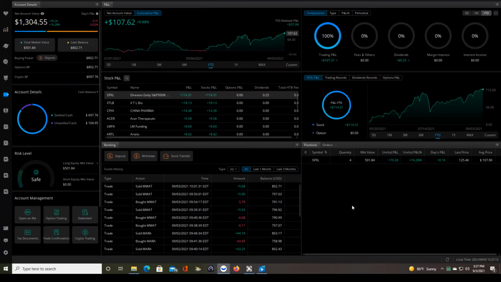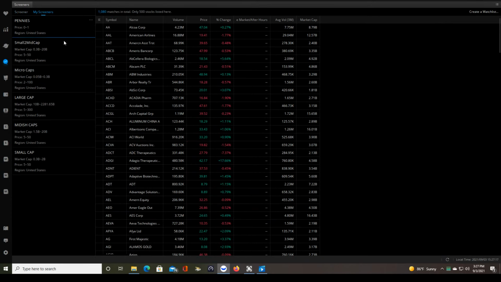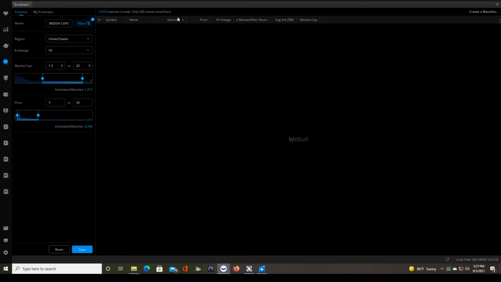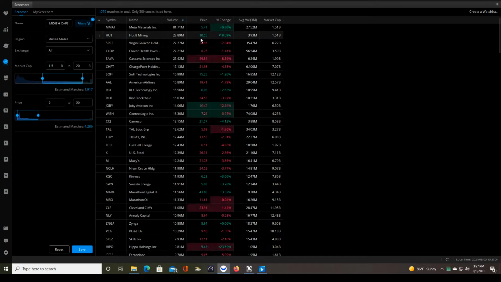So let's take a look at the screener first so I could show you how the stock was picked. I always go over to my mid-cap screener and click modify, make sure those filters get applied, and then I organize the list by volume. And MMAT, that was the stock that I was trading at the open. You can see the market cap is right on the edge right now. It was quite a bit higher this morning, so it was well within my filters.